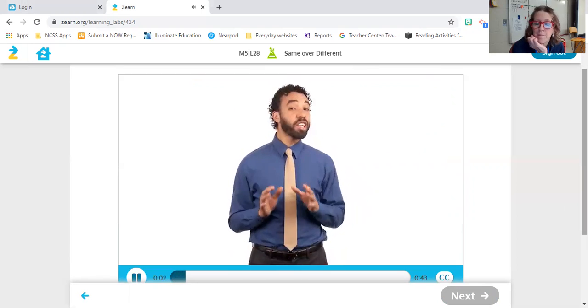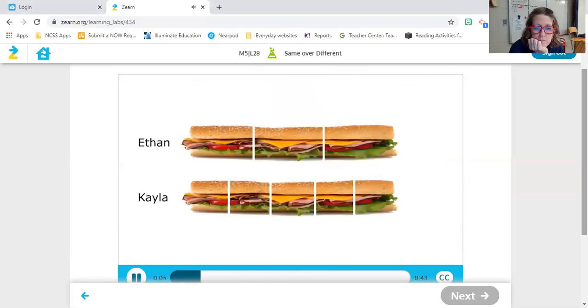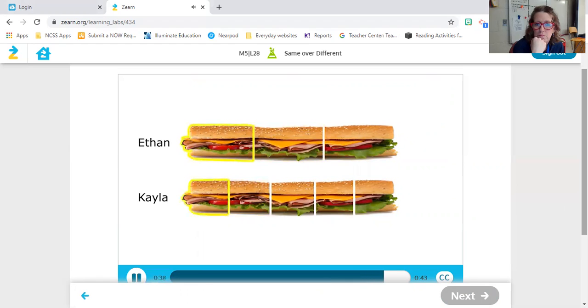Hey there, Zerner. Let's take a closer look at this one. Kayla, you and Ethan both ate 2 parts of your sandwiches. Why is the amount that you ate different? Our sandwiches were the same size, but the parts of the sandwiches were not the same size. My sandwich was divided into more pieces than Ethan's, and each piece was smaller. So eating 2 pieces of my sandwich is less than eating 2 pieces of Ethan's sandwich. That's right. Even though you both had 2 pieces, the pieces were not the same size. The size of the parts matters. Keep that in mind during today's lab.